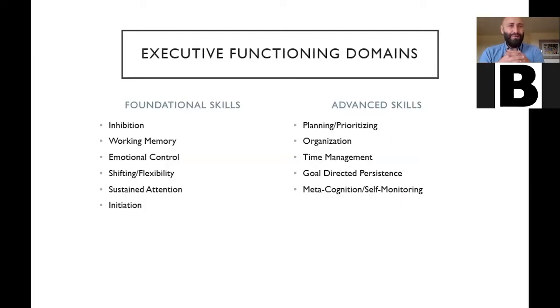So the real key foundational skills of executive functioning, right, is your inhibition, your ability to inhibit your reactions. So the students who have deficits in their inhibitory control are the ones who are constantly blurting out, they immediately react. So they just have a challenge inhibiting their behavior. Their working memory, their emotional control, their shifting and cognitive flexibility, sustained attention, can they sustain, and then their task initiation. So those are the foundational skills. And then sort of more advanced skills like planning, organizing, time management, that goal-directed persistence, and self-monitoring.